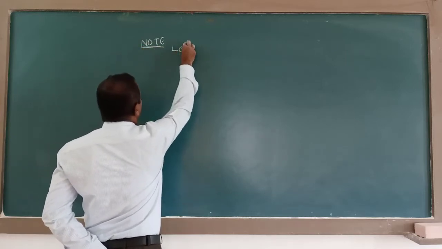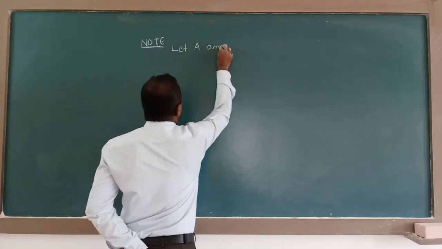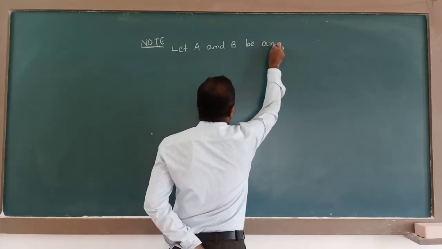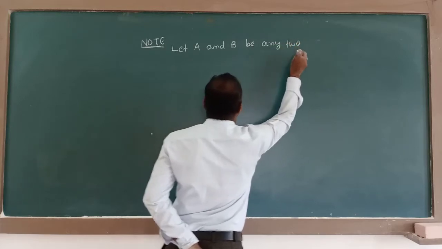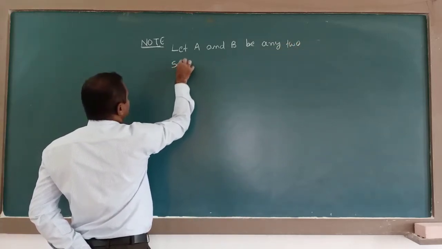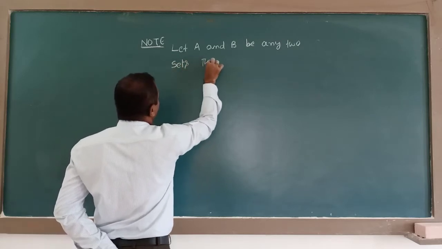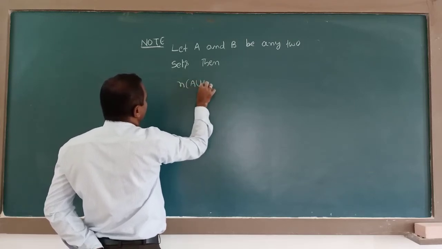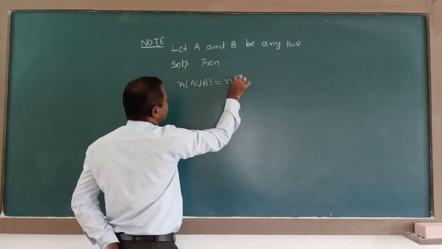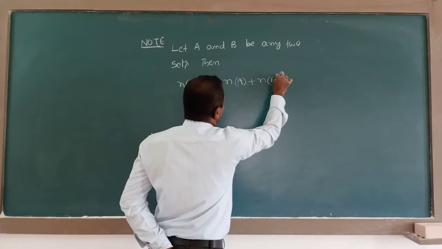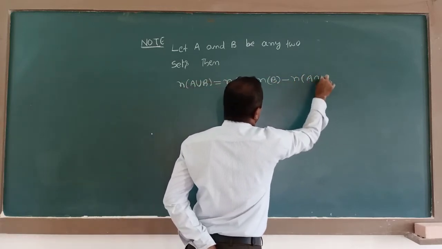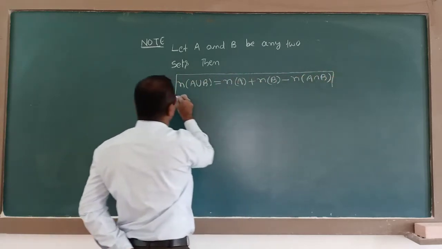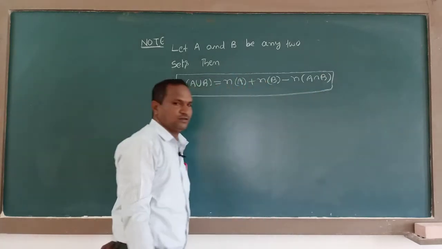Let capital A and capital B be any two sets, then n of A union B is equal to n of A plus n of B minus n of A intersection B. Based on this formula, today we will solve different types of problems. Based on this formula only.